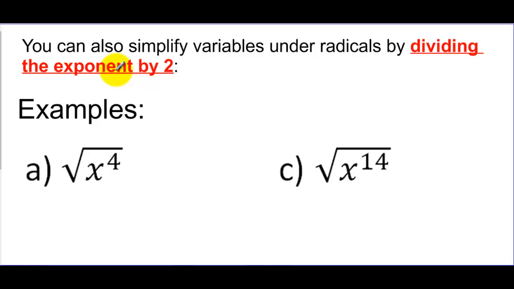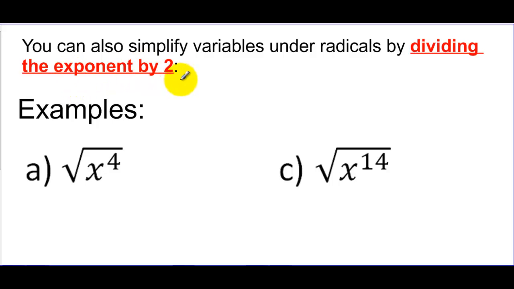So it's possible that some of our radical expressions might have variables underneath them, and some of those variables might have exponents. And so we just want to look at a couple of examples about how to handle variables that have exponents. So I have a simple rule up here that you can follow for this, and it says that you can simplify variable expressions that are under a radical by just dividing the exponent by 2.